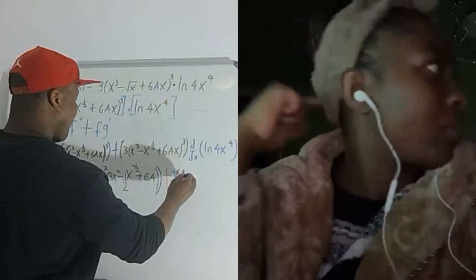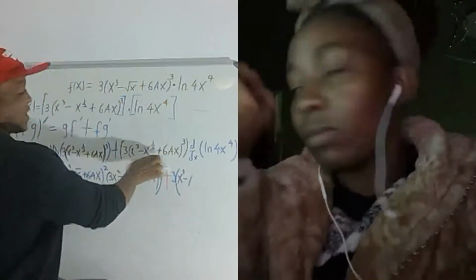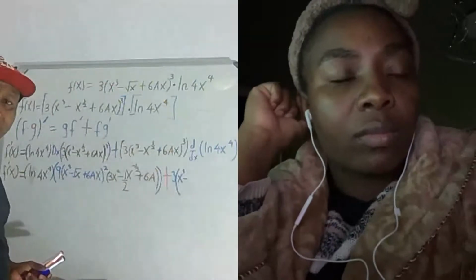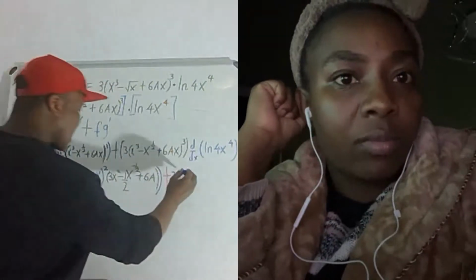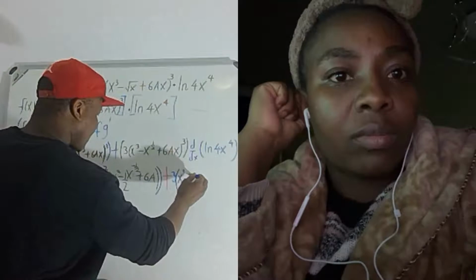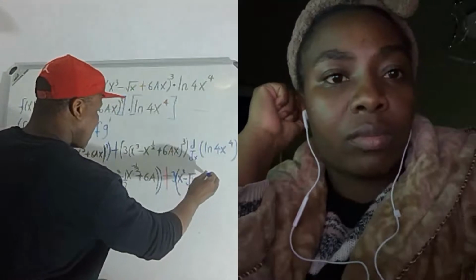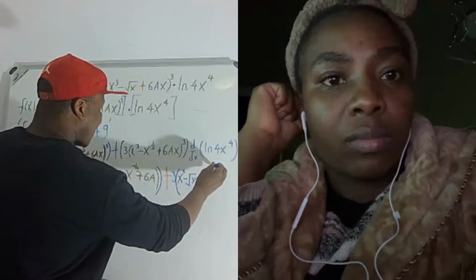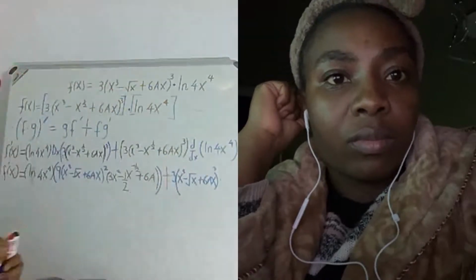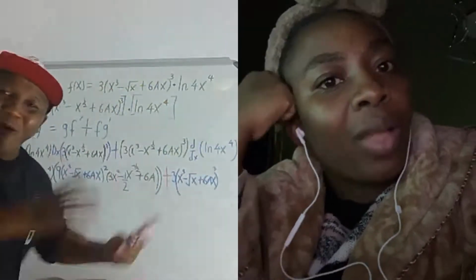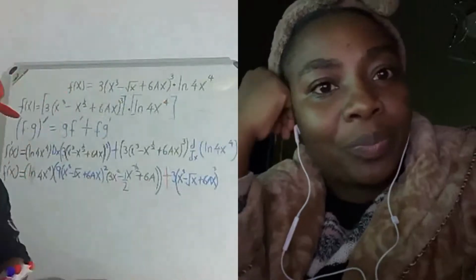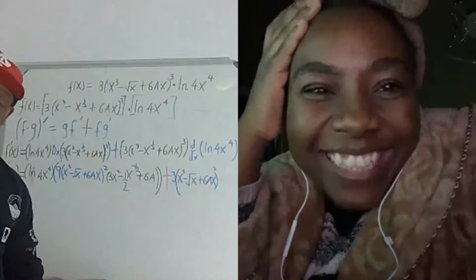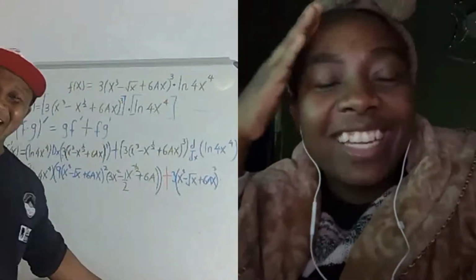And then we say what? X cubed minus x to the half, because it's a constant, so x to the half I can say square root of x, plus what? 6a x to the power 3. Now let's differentiate that one. Ln of 4x to the power 4. You remember the rules, Mosi? Let me see how you remember the rules of differentiating that.